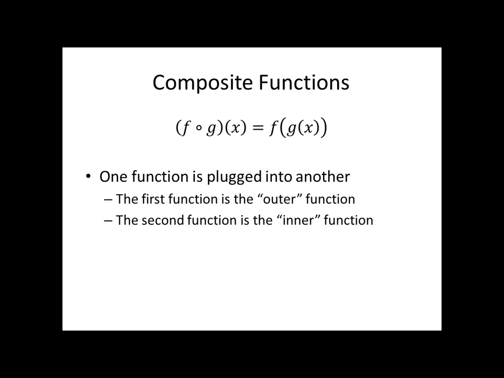Composite functions means that we're taking one function and plugging it into another. Now this is read f of g of x. That's not an O, that's actually a circle symbol, and it means the composite, that we're plugging g into f. So I like to refer to that first function, f in this case, as the outer function. g is the inner function. It's getting plugged into f.